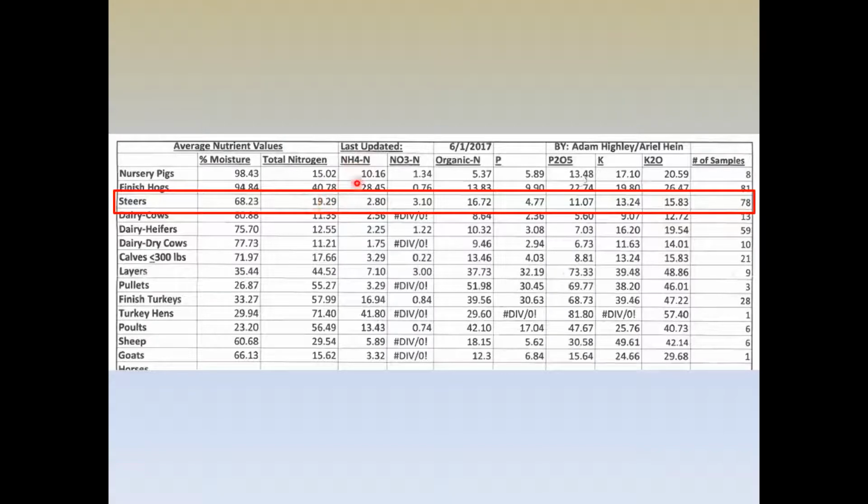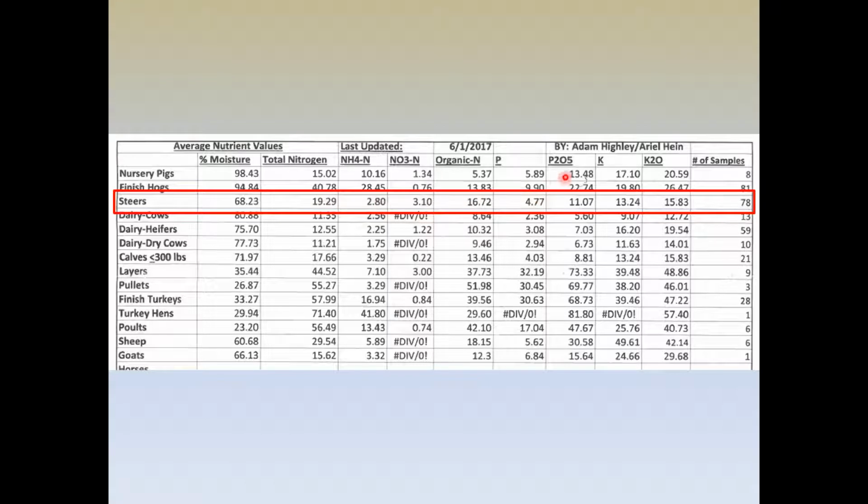We added ammonium nitrogen, 2.8 pounds in a ton, nitrate nitrogen, 3.1 pounds in a ton, and organic nitrogen, 16.72 pounds in a ton. So those are our nitrogen numbers we added together to get our total of 19.29. Again, not a lot of ammonium nitrogen, not going to be a fast acting fertilizer for a crop. It will green them up a little bit when it's applied, but it's not like some of the liquid manures where we're very high in nitrogen.